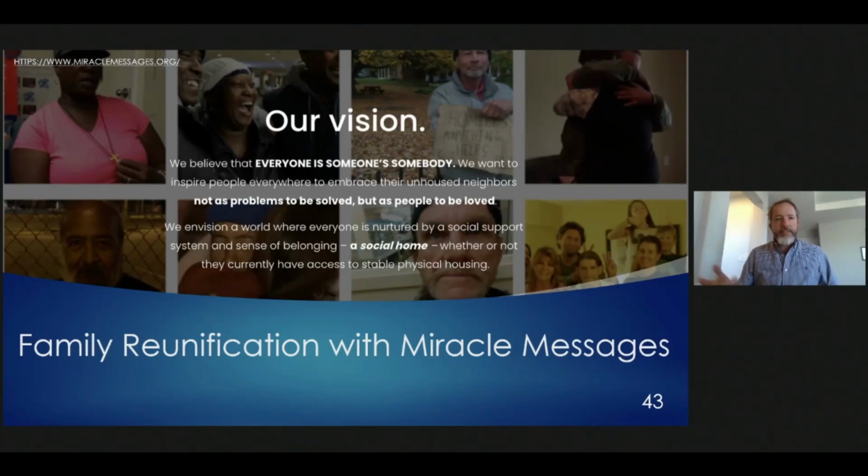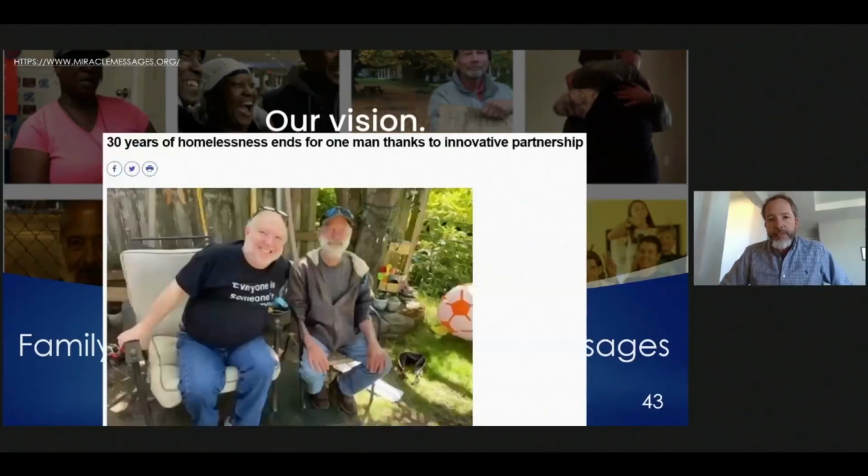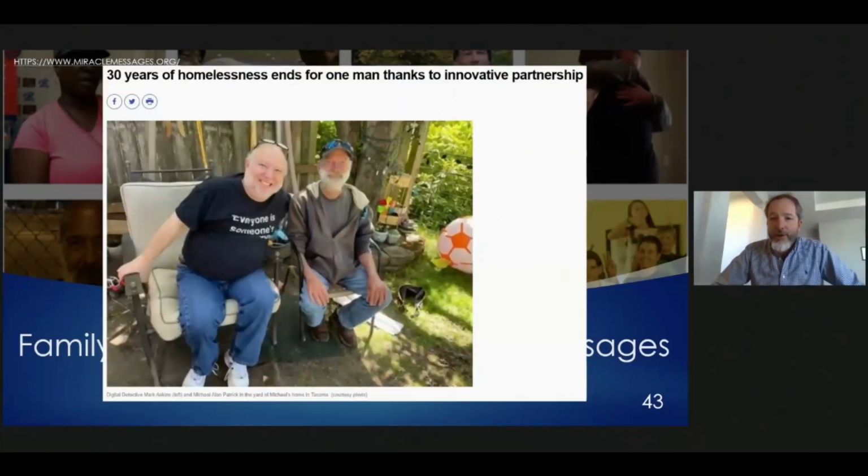The benefit is they have these digital detectives that will work with that data and try to foster that reunion. And if you hit just next one time, this is an example of a man that was homeless for 30 years. So the gentleman on the right is Michael Patrick, and Mark Askins is the digital detective on the left. But yeah, 30 years of homelessness in a park in Lake County, California. He was considered the mayor of the park.